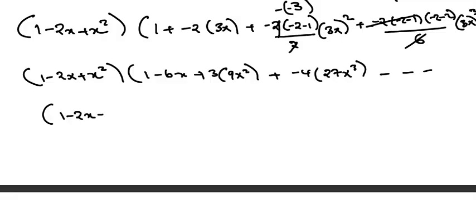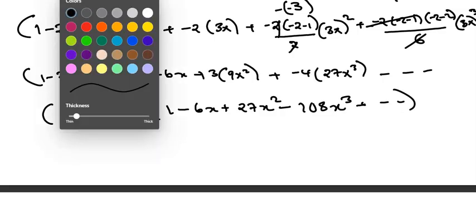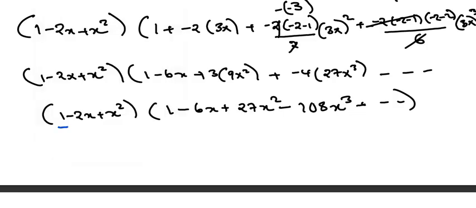1 minus 2x plus x squared. Then we have a 1 minus 6x plus, that's a 27, x squared minus, we're having 27 multiplied by 4. So 4 by 27, that is 108 x to the power 3. Now we're just going to focus on expanding things that are giving us x to the power 3. So I'll multiply this one and this, that guy. So that's -108 x to the power 3.